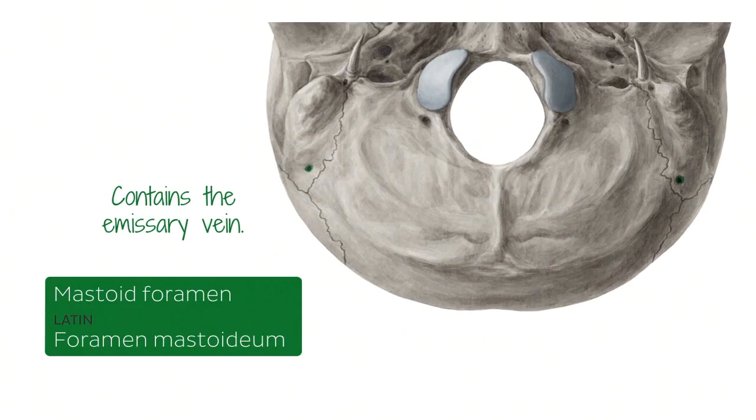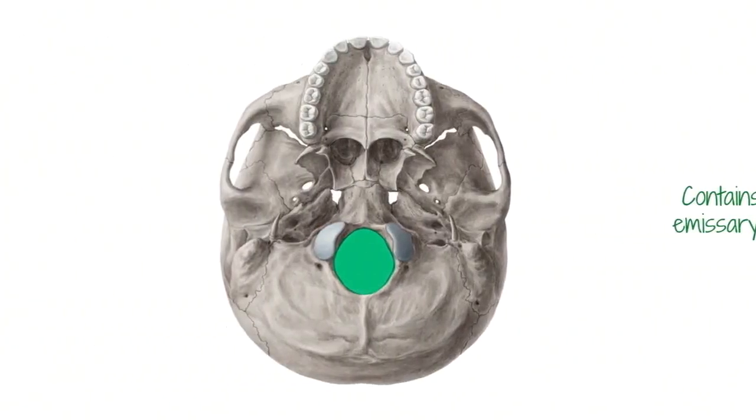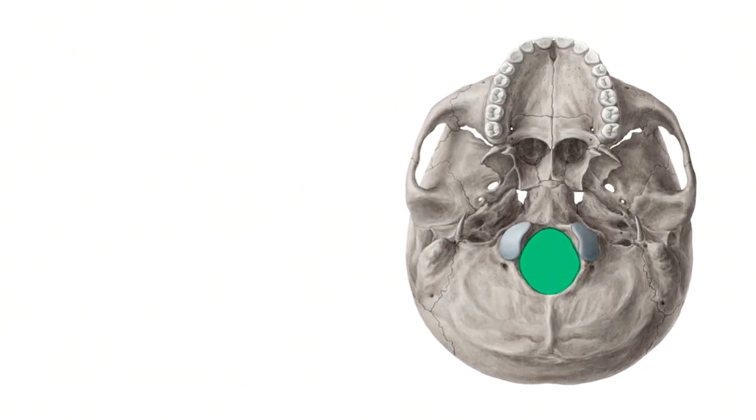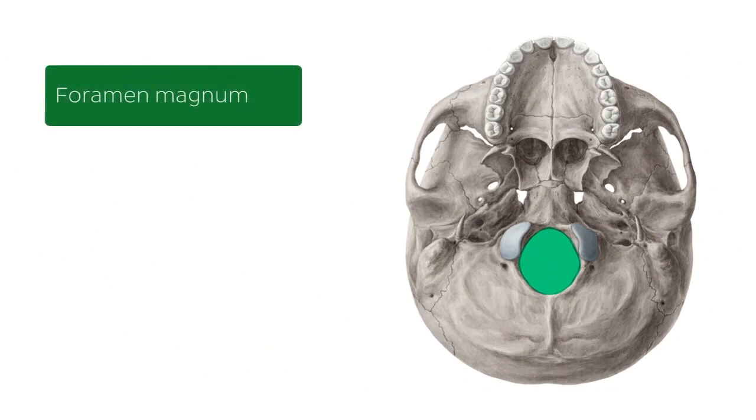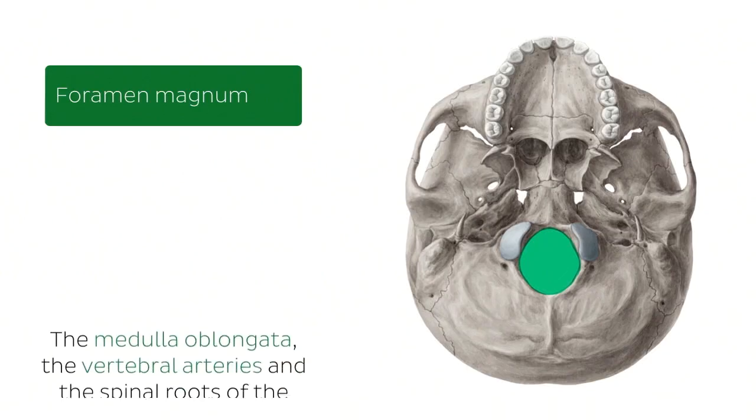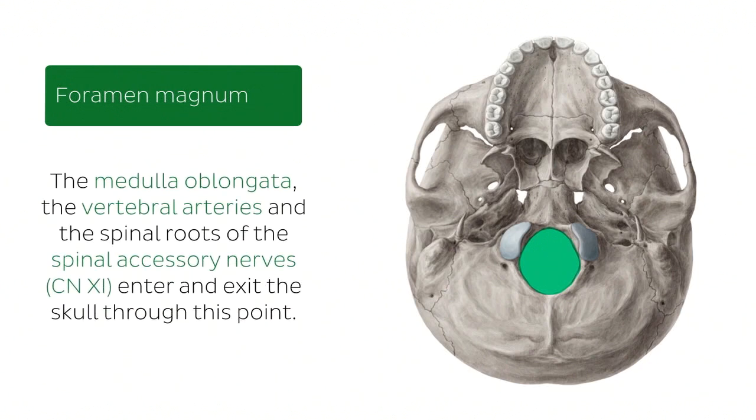One of these foramen that I've been talking about, the largest of them all, is known as the magnum, meaning the largest or greatest, and foramen magnum is what you're seeing now highlighted on the image. This is the largest foramen, as I mentioned, in the entire cranium, and it's found on the occipital bone, the medulla oblongata, the vertebral arteries. The spinal roots of the spinal accessory nerves enter and exit the skull through this point.